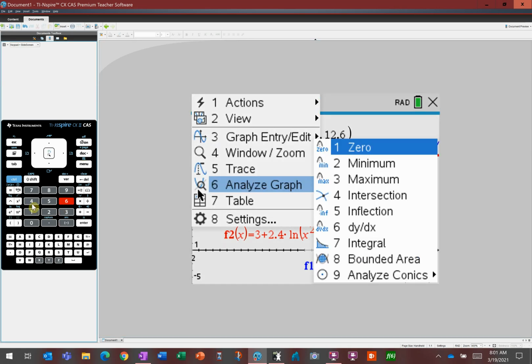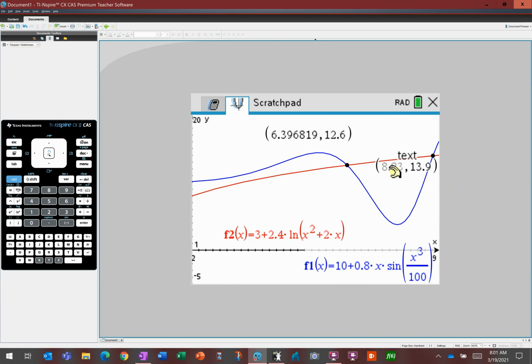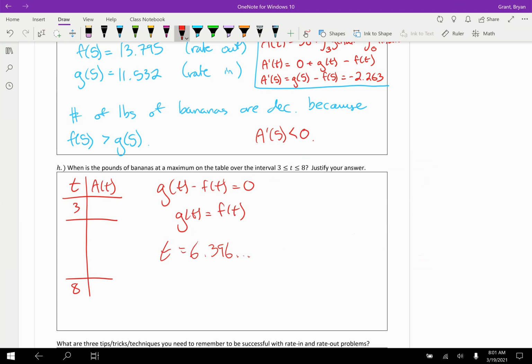Analyze graph, intersection. All right, 8.833. That's outside of what we're looking for. So if you want, you can click on it and hit delete. There we go. And so we just have this single 6.396. All right, so t equals 6.396. Cool. Now, in this situation, you have two options.